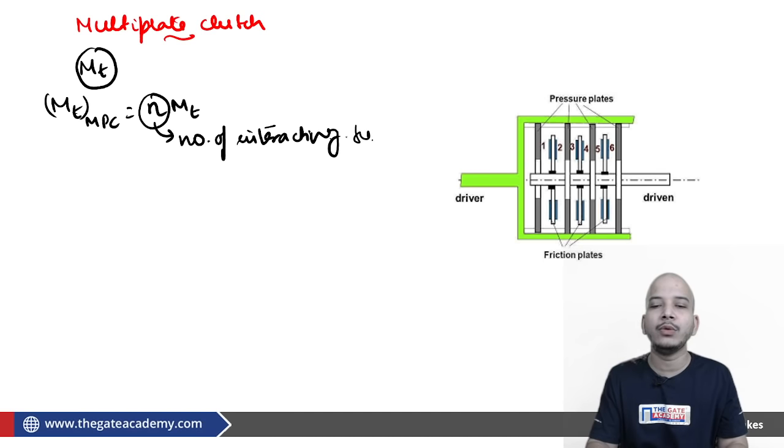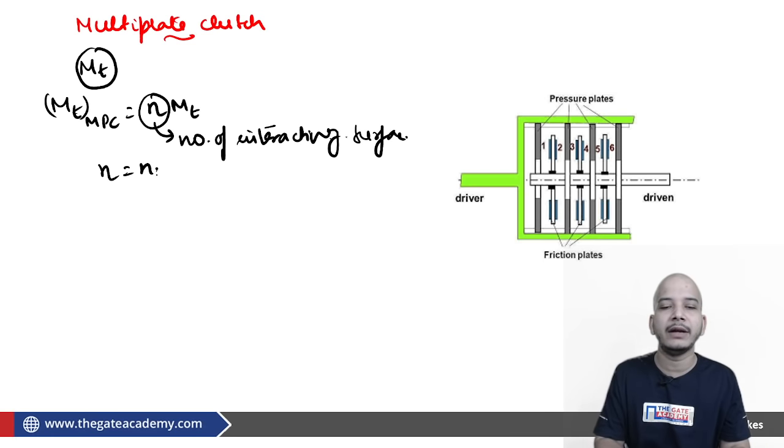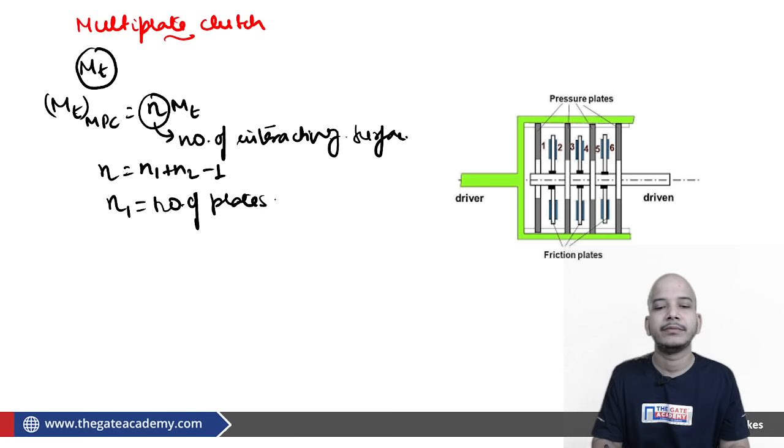Now how do you find this number of interacting surfaces? You can just find it by observing these two, or you can use n equal to n1 plus n2 minus 1, where n1 is the number of plates on the driving member, driving shaft. N2 is the number of plates on the driven shaft.